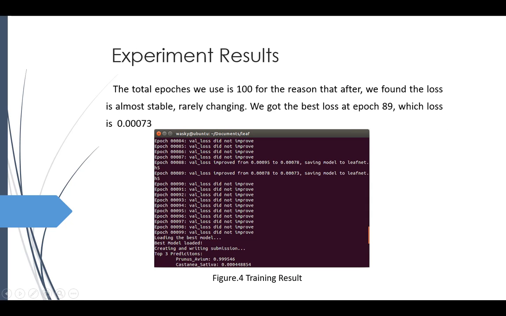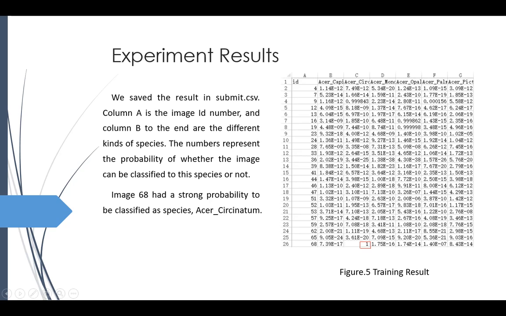Next goes to experiment results. The total epochs we use is 100, for the reason that after that we found the loss is almost stable, rarely changing. We got the best loss at epoch 89, where the loss is 0.00073. And also we save the network output in the submission CSV.